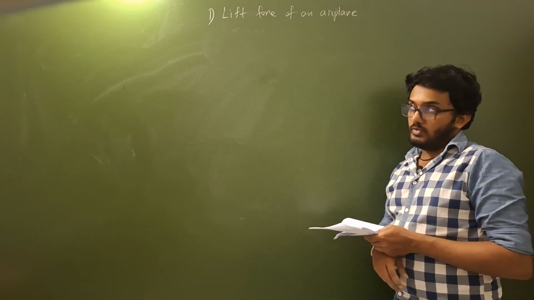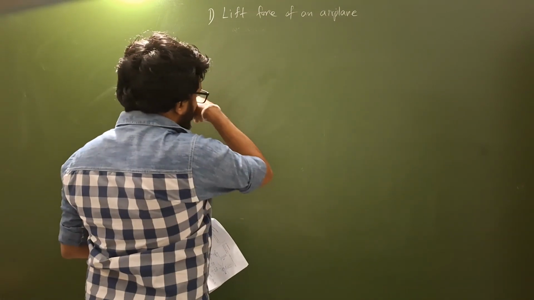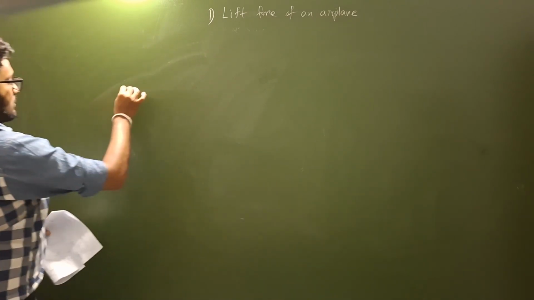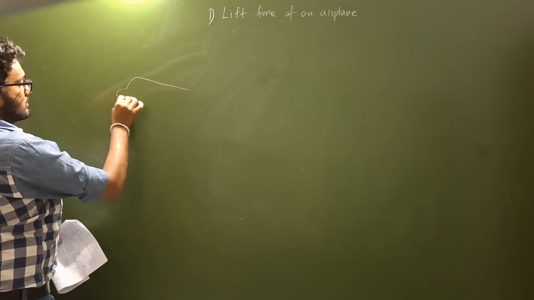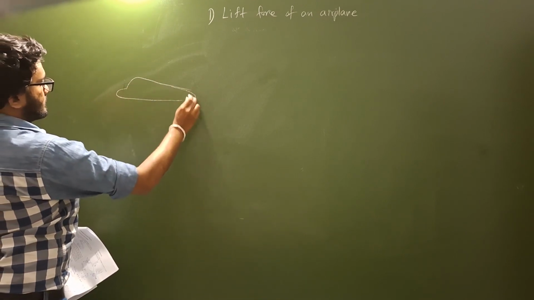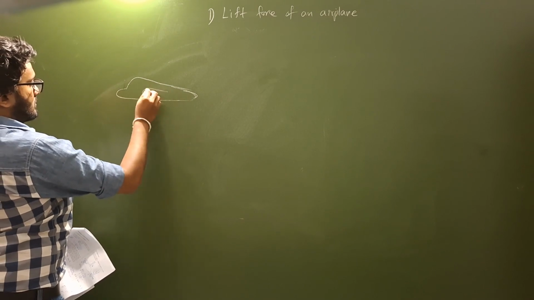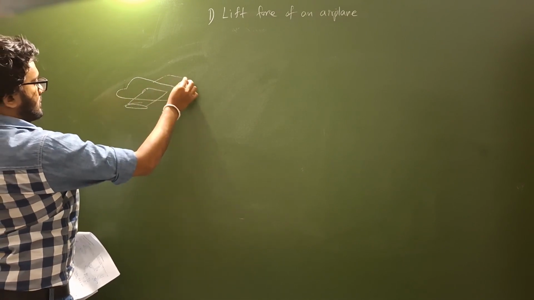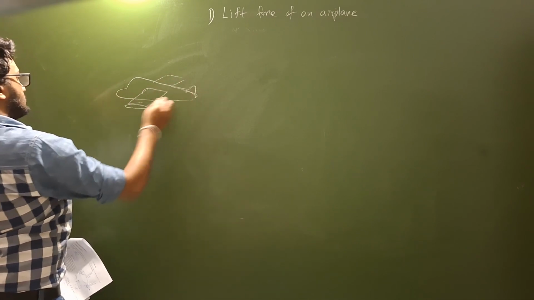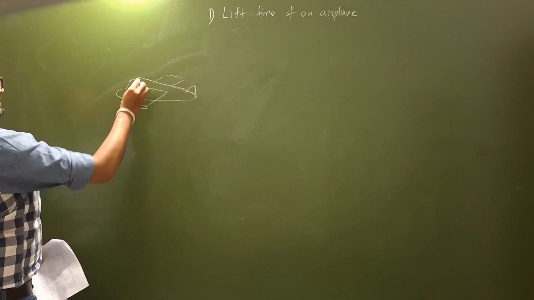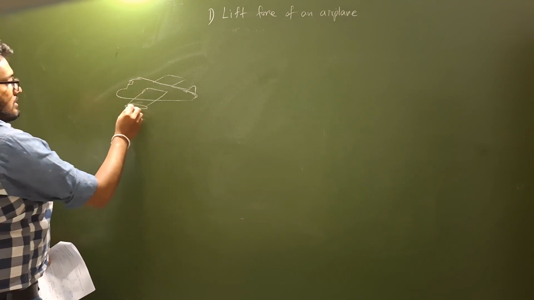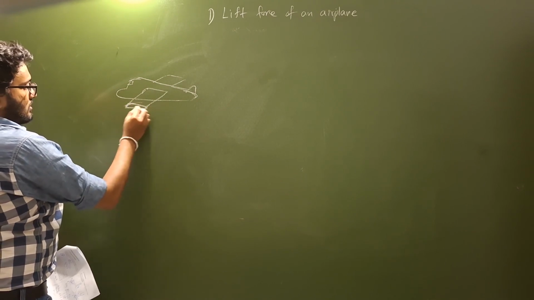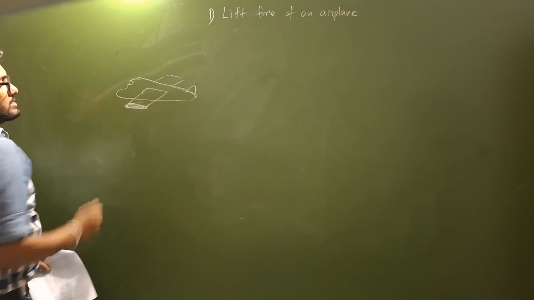So when you take the wing of the plane, let me draw an airplane. Okay, it is somewhat like this, right? There is this wing here, like this. Okay, right, this is the front. What I am discussing is about this shape.